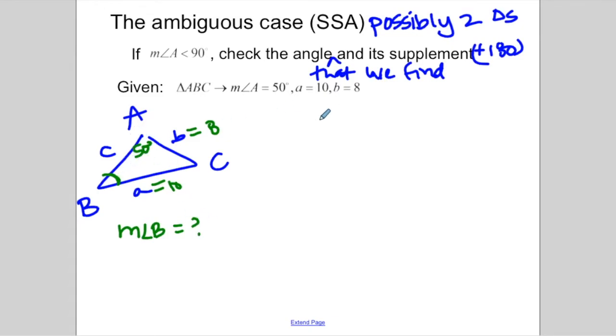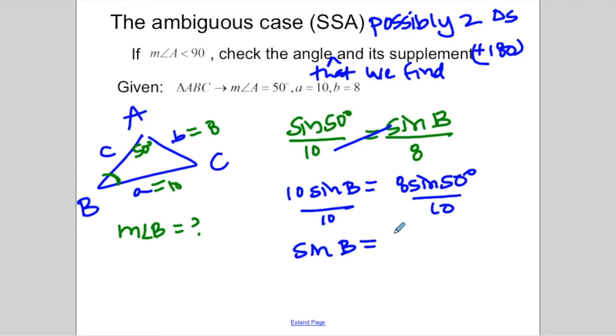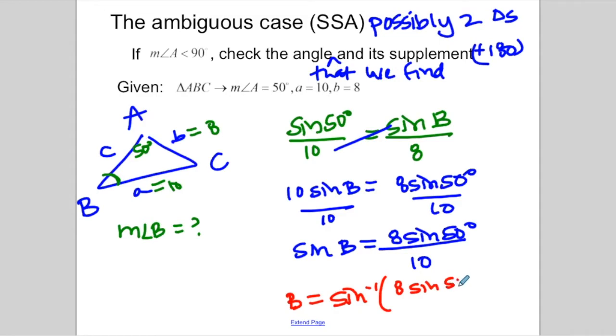So here is how we do it. We're going to do sine of our pair we have, 50 over 10, is equal to sine of the angle. We don't know the angle, so over B is 8. Cross multiply. We have 10 sine of B is equal to 8 sine of 50 degrees. I'm trying to solve for B, so first thing I got to do is get rid of 10. So sine of B is equal to 8 sine of 50 degrees over 10. Now how do I solve for an angle? We just got done doing this. B is equal to sine inverse of 8 sine of 50 degrees divided by 10.